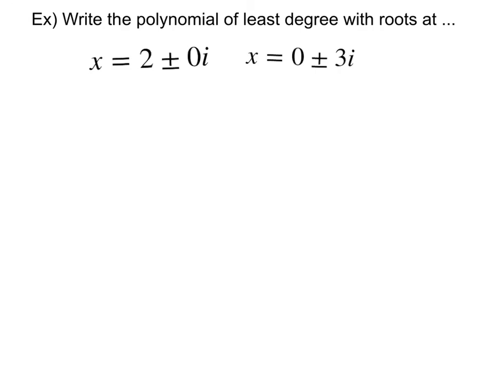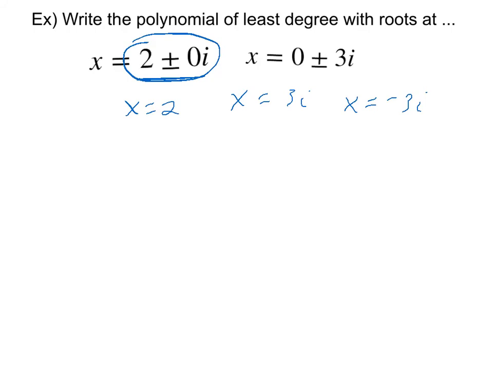Well, let's see what we got here. What does this tell us right here? 2 plus 0i is 2, and 2 minus 0i is 2. This is just the real number 2. I'm just reminding you that real numbers are complex numbers. You can write them as complex numbers. Well, this one over here actually does give us 2 different x values, because 0 plus 3i is 3i, and 0 minus 3i would be negative 3i. So right there I have 2 different imaginary values. Alright, well, from these 3 roots, that's going to give us a third-degree polynomial.